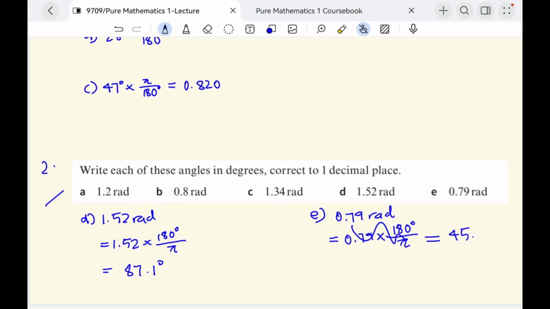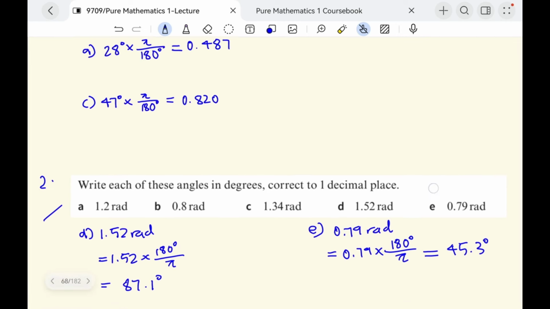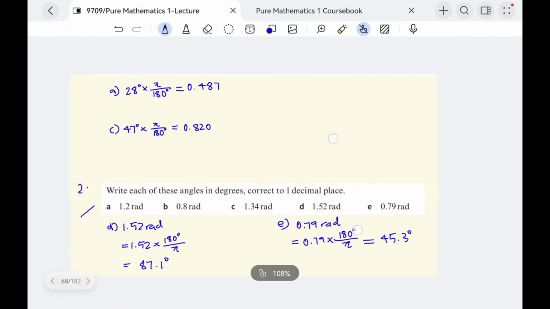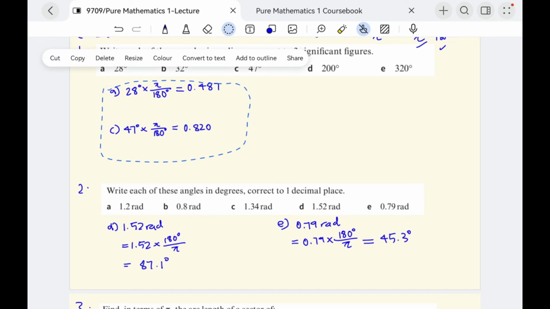Okay, so you have 45.3 degree. Okay. Sorry about my stylus because of the system issues. Alright. So the rest of the part I need you to try out by yourself. Okay. So I'll clean this up to save some storage.